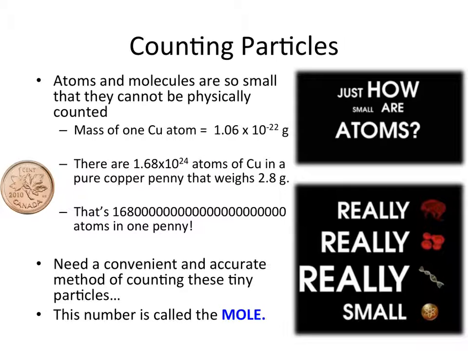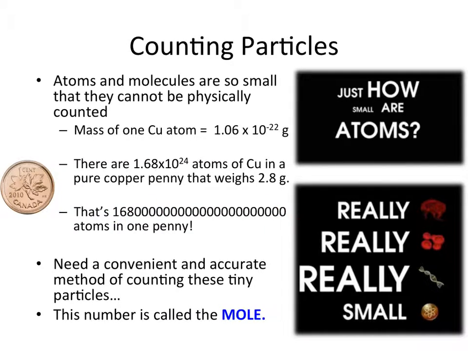When we look at a copper penny, for example, and we don't really have these anymore in Canada. And even when we do, they weren't pure copper. That would just be too expensive. But a copper penny that weighs 2.8 grams would have 1.68 times 10 to the negative 24 atoms of copper in it. That is a huge number in something that weighs so little. That's this many atoms of copper.